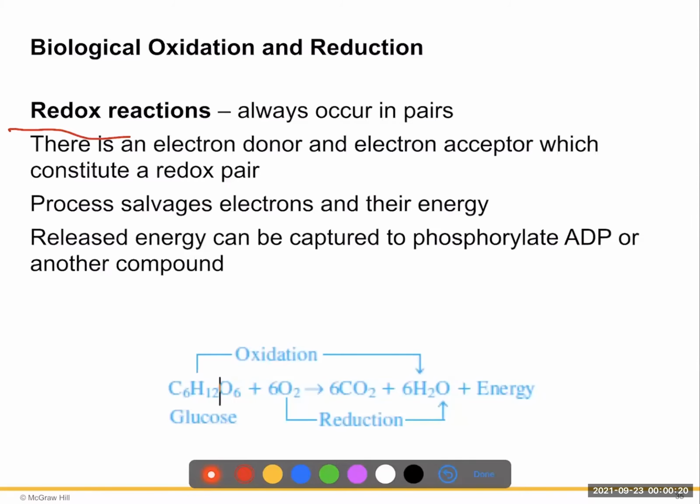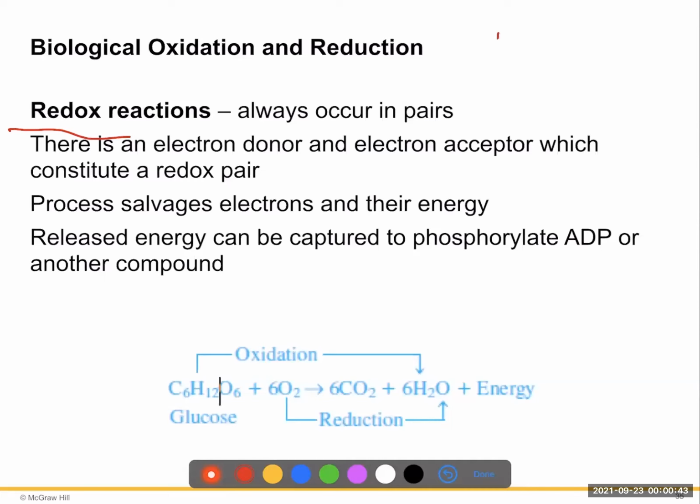So they always occur. If oxidation occurs, reduction occurs with it. If reduction occurs, oxidation occurs with it. Always occur together, no exceptions. That's very rare for biology, chemistry. There's always exceptions, but this one, no exceptions. They always occur in pairs. There's an electron donor and an electron acceptor.